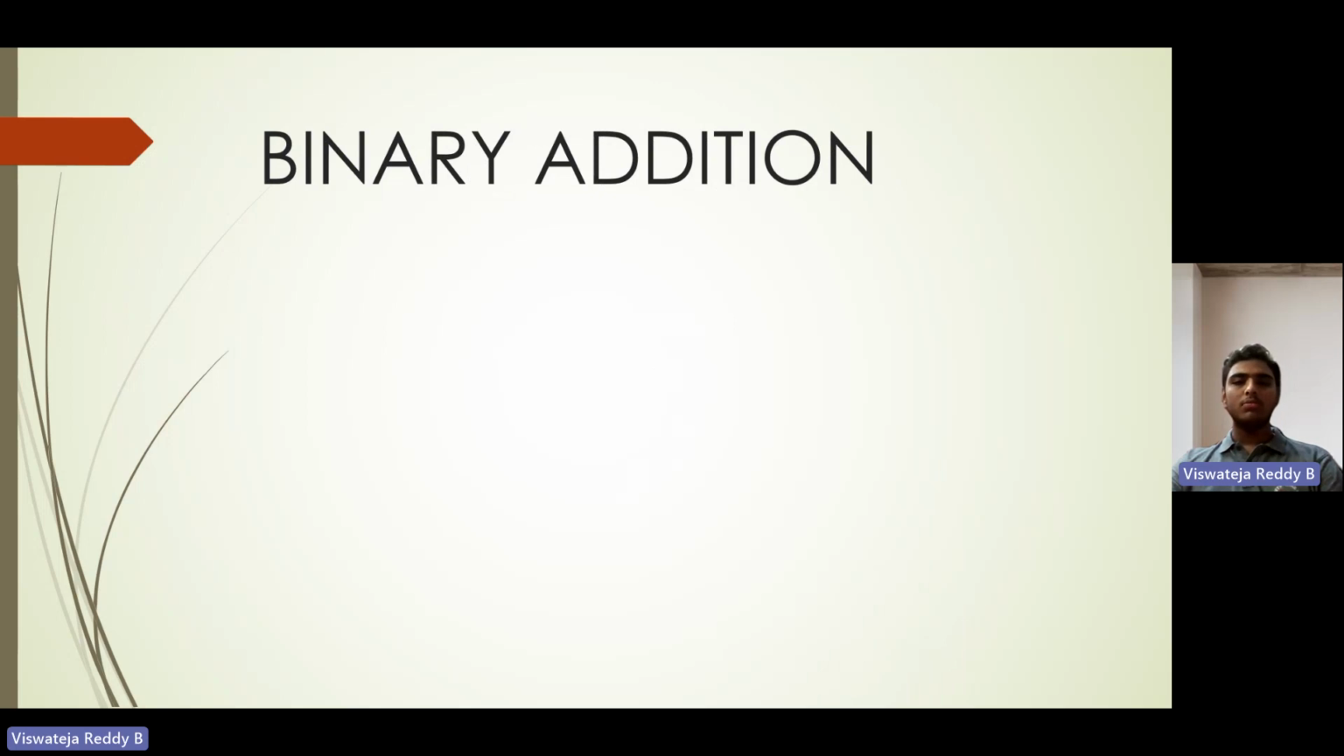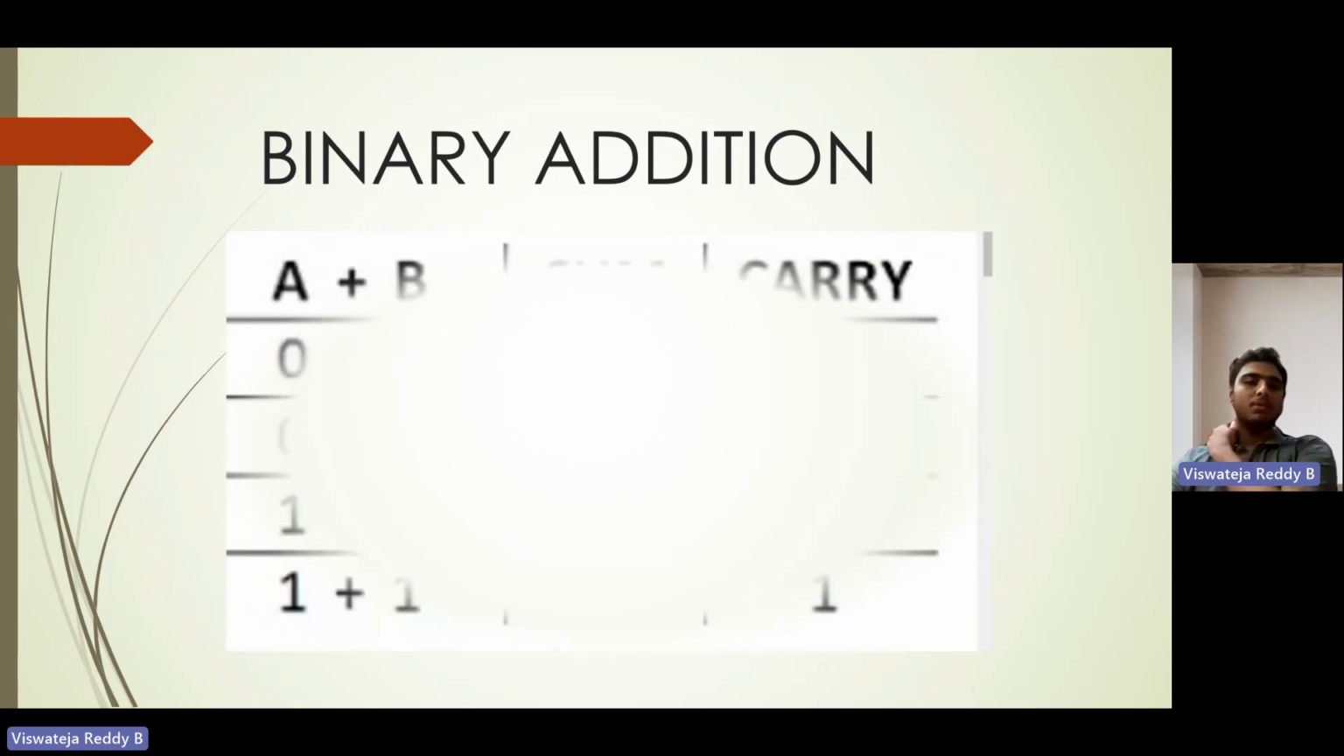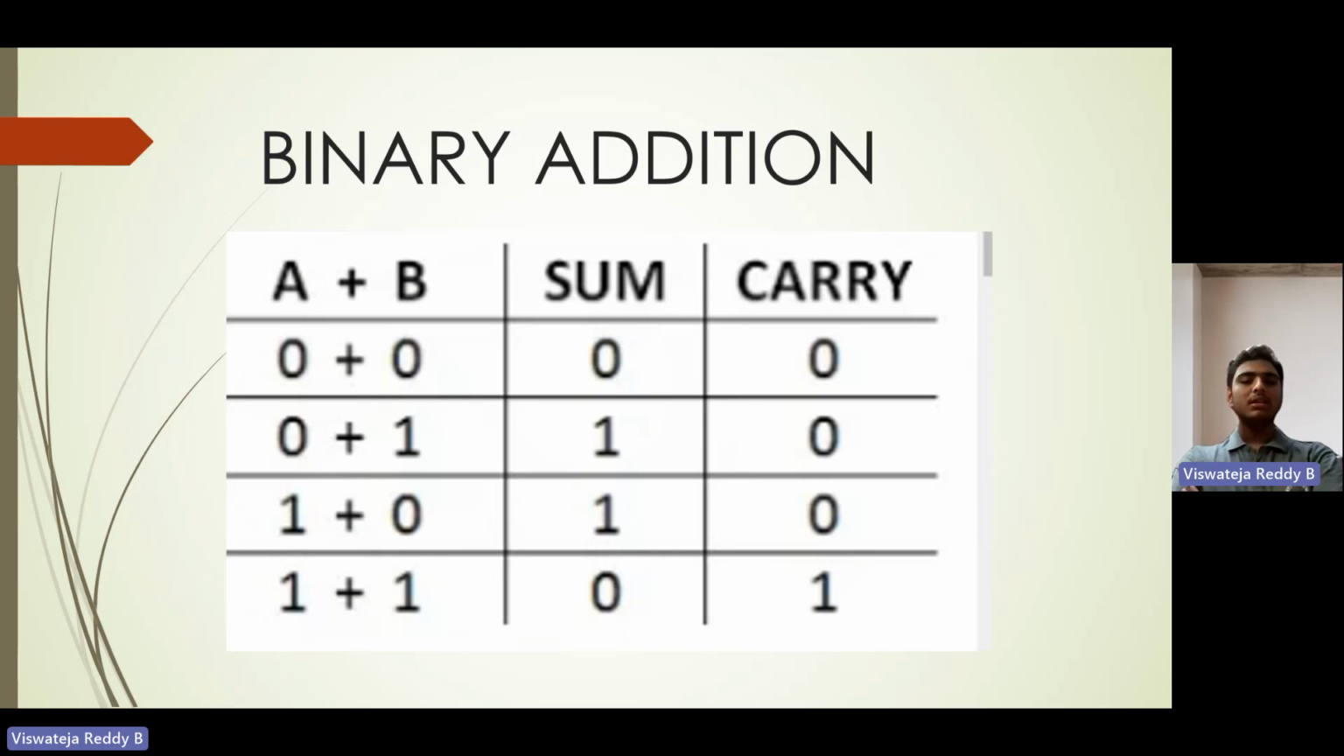Now let's look at what binary addition means, with an example. In binary addition, A and B are two binary values that we add. So 0 plus 0: sum is 0, carry 0. 0 and 1: sum is 1, carry 0. 1 and 0: sum is 1, carry 0. 1 and 1: sum 0, carry 1.